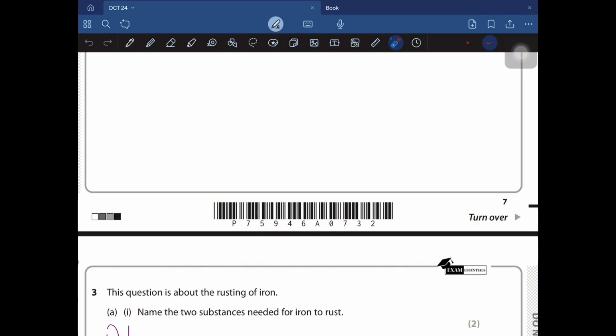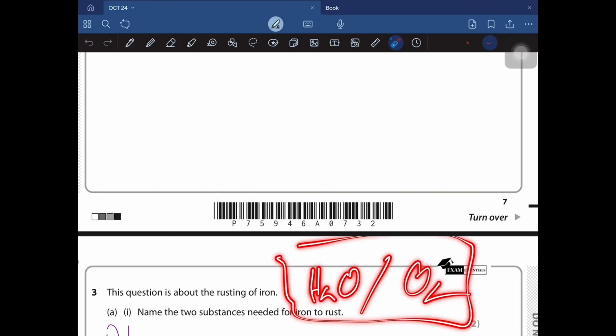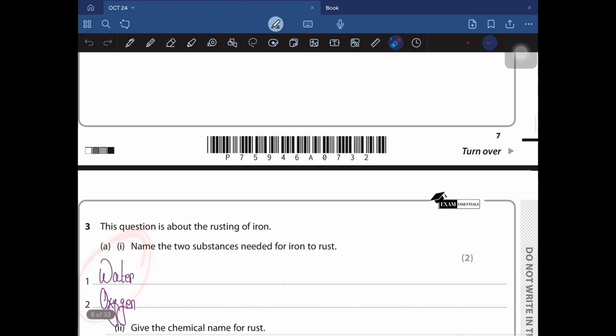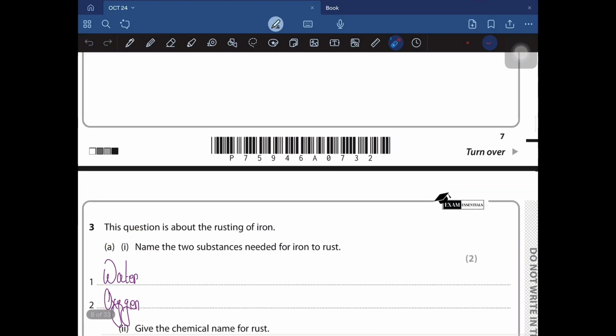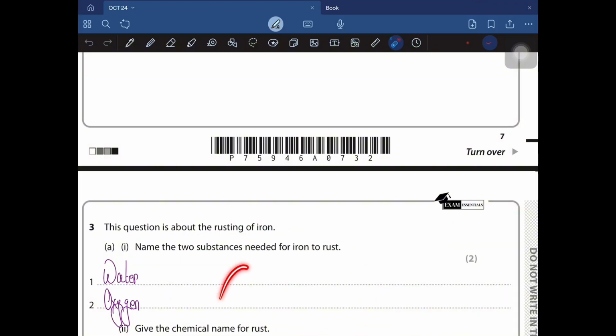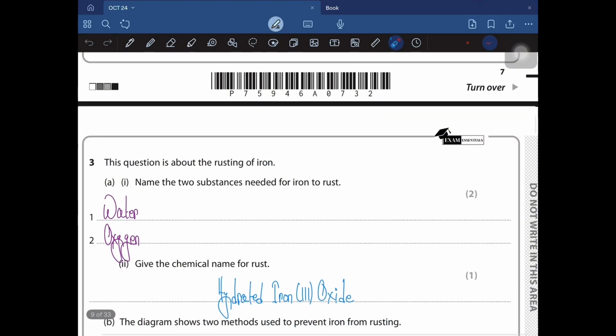This question is about the rusting of iron. Name two substances that are needed for iron to rust. The two substances are going to be water and oxygen. Iron rusts in the presence of water and oxygen. Give the chemical name for rust. That is going to be hydrated iron(III) oxide, Fe2O3.xH2O. This is the chemical formula of it, but as I said, it asked for the name, so that is going to be hydrated iron(III) oxide.